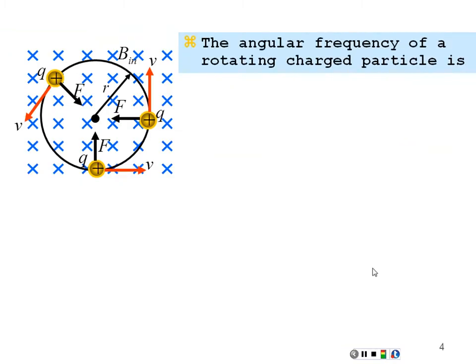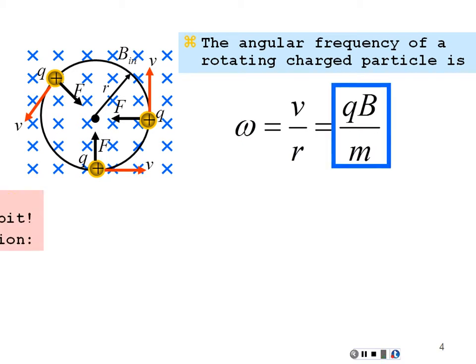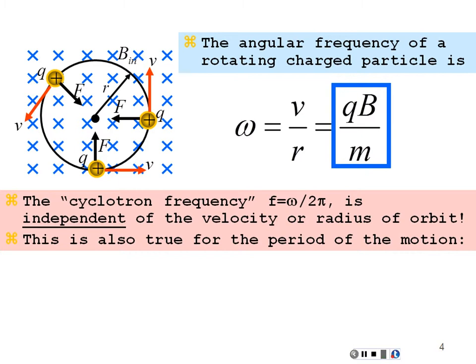The angular frequency of a rotating charged particle is equal to the linear velocity divided by the radius, v divided by r. If we take the previous expression for velocity, we end up with an angular frequency equal to qB over m, or in other words, the charge to mass ratio of the particle times the magnetic field. Note how this angular frequency is independent of the velocity or the radius of the orbit itself. It's only equal to the charge to mass ratio of the particle times the magnetic field.